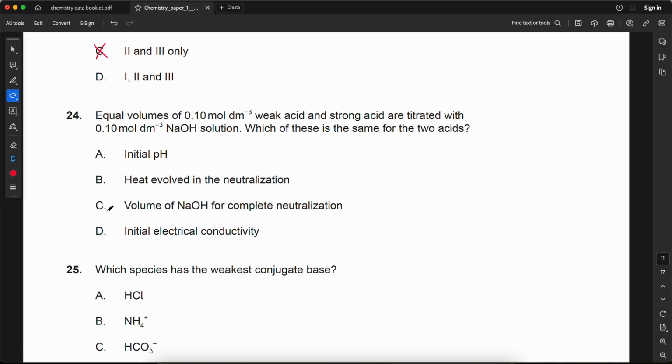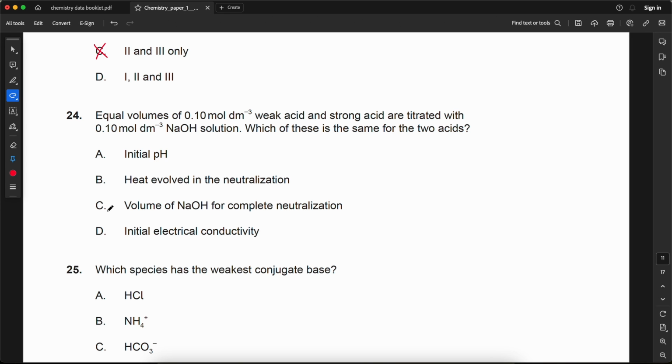Which of these is the same for the two acids? For the initial pH, the weak acid will have a higher pH compared to the strong acid. For the heat evolved in the neutralization, the strong acid will evolve more. And for the initial electrical conductivity, the strong acid will have higher initial electrical conductivity because it fully dissociates.